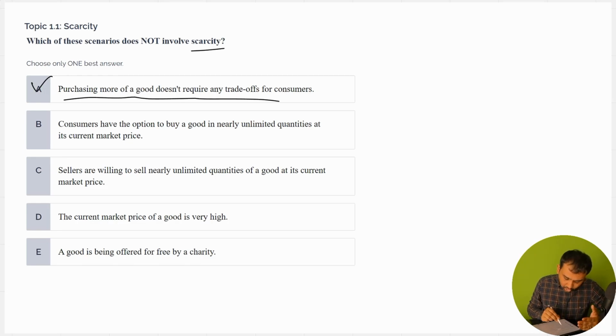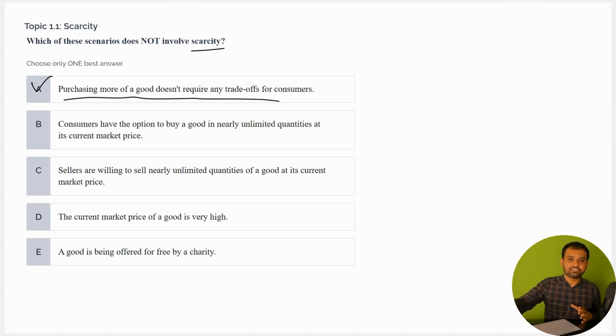B, consumers have the option to buy a good in nearly unlimited quantities at its current market price. Now remember, when it comes to consumers, scarcity applies in this way: the consumer has a limited amount of money to buy things and they have to make choices. So although they have the option to buy as many as they want of a good, that doesn't mean they have run away from their scarcity.